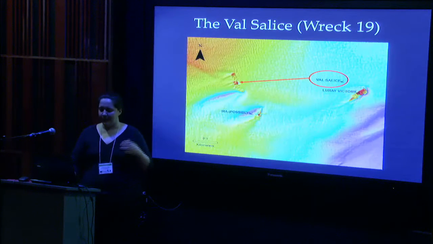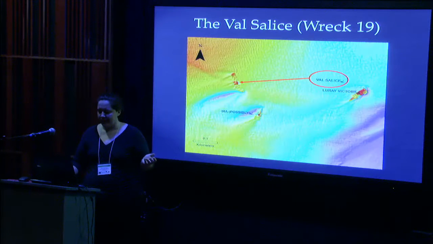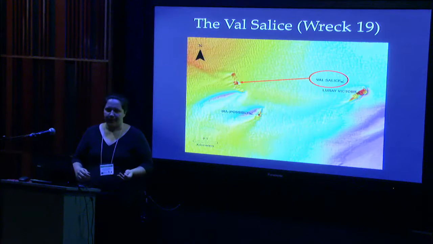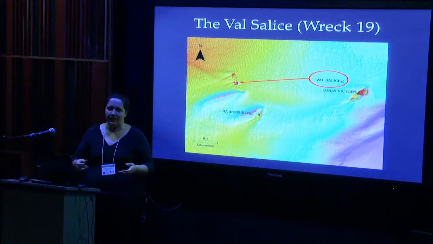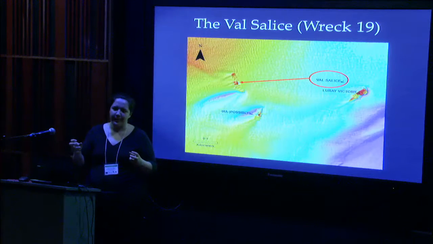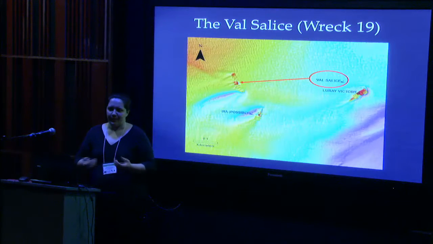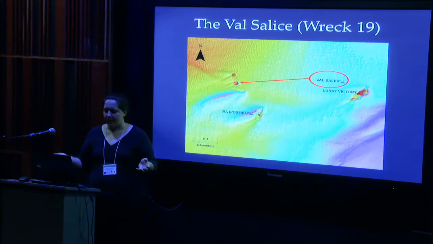Anyway, so the Valsalis, in the historic record, the location that's given is listed as for filing purposes only, because they didn't really know exactly where the wreck went down. It sunk during a major storm in 1916, and no one really knew exactly where the wreck had gone down.